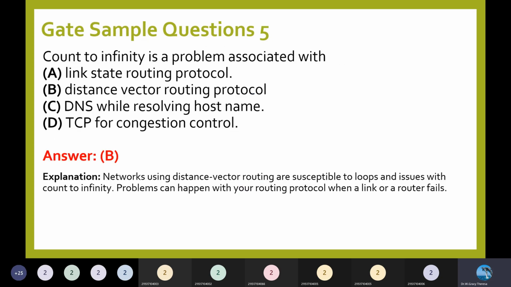And again there is another question. Count to infinity is a problem associated with which protocol: link state routing or distance vector routing? Of course we all know it is distance vector routing, because it has an infinite loop, and if there is any congestion or anything happens, this loop runs infinitely. So the count to infinity problem is found in the distance vector routing protocol, and that is the answer.